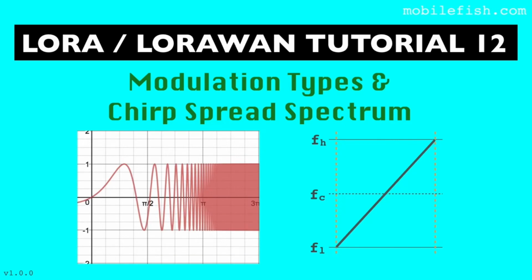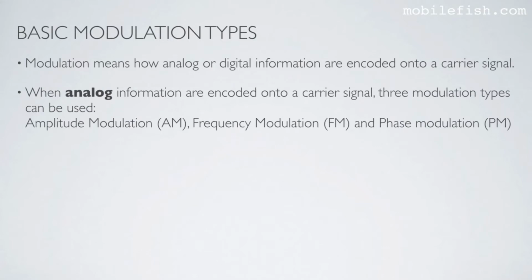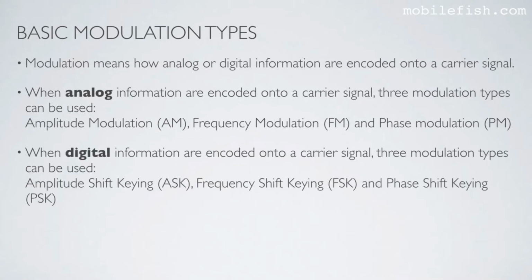In this tutorial, I will explain what the basic modulation types are and what chirp spread spectrum is. Modulation means how analog or digital information are encoded onto a carrier signal. When analog information are encoded onto a carrier signal, three modulation types can be used: amplitude modulation, frequency modulation, and phase modulation. When digital information are encoded onto a carrier signal, three modulation types can be used: amplitude shift keying, frequency shift keying, and phase shift keying.